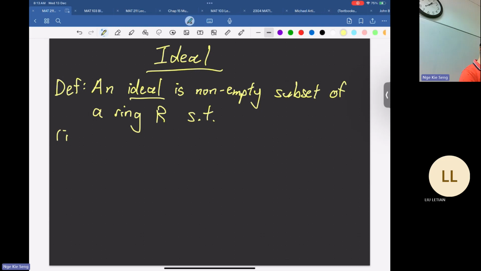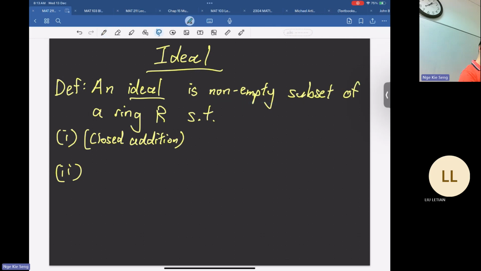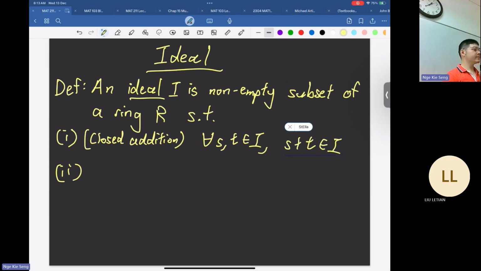So there are two properties here. First, closed under addition. So how is it closed under addition? Let's give a name to this ideal, okay, let's call it I. Then for all s, t in I, s plus t must be in I. Okay, closed under addition.